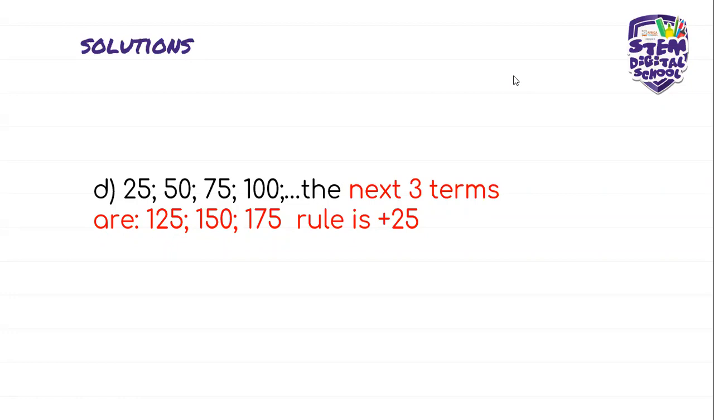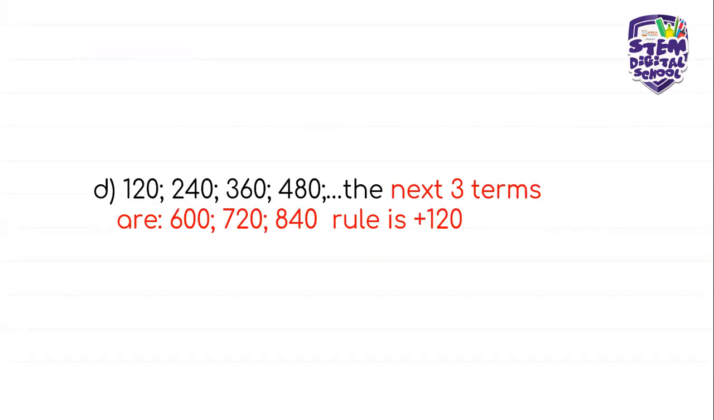Now we carry on, and of course we go to look at D, and then D, of course, shows again a number there, 120 to 240. Again, there's a constant difference of 120, and then you can use that to find the next three terms. So always important, the rule is very important when it comes to patterns.